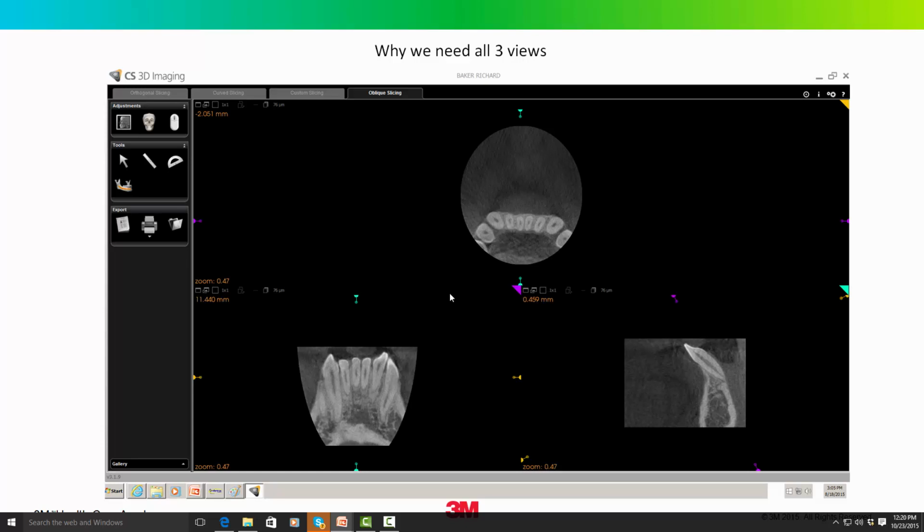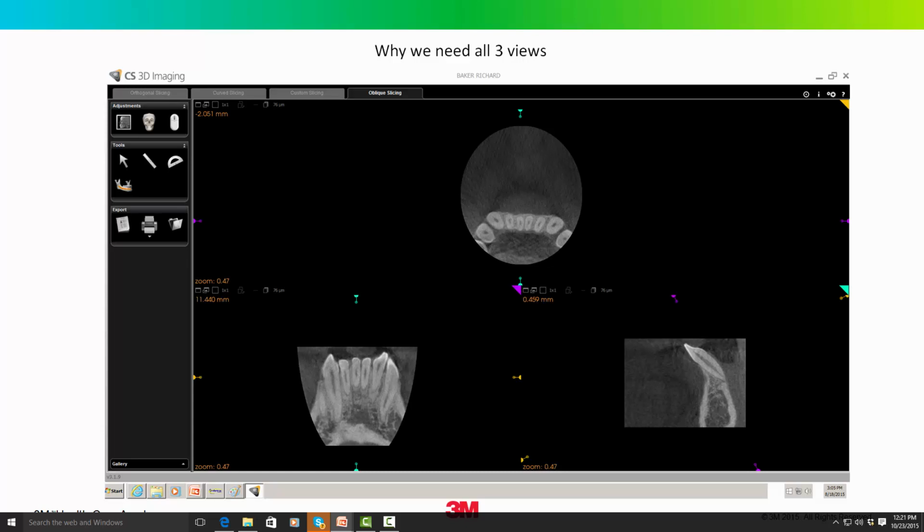Now, this is a different case, this is a different cone beam, but that's why it's important to look at all 3 views to determine the bony support for an individual incisor. If you look at the axial view here, you can see there's some dehiscence on the lingual, but it doesn't look that bad. But you look at the sagittal, clearly the torque on that tooth is not aligned with the bony anatomy.